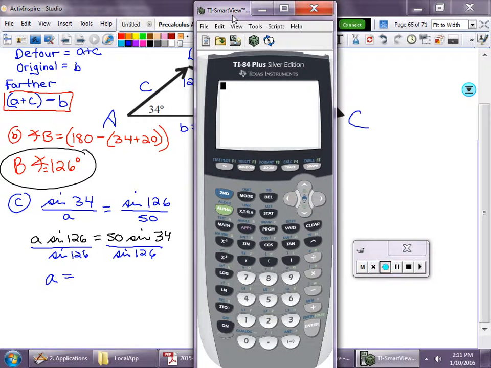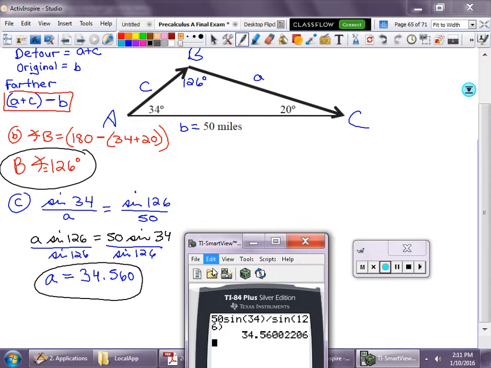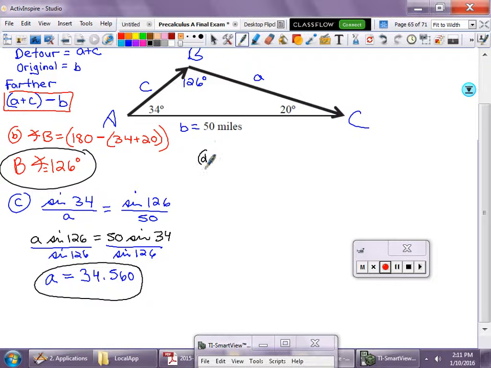Clear. 50 sine 34 divided by sine of 126. 34.56, and let's put the 0, I guess that's what we've been doing to be consistent. That's our A. Okay, moving on. We need to find side C. Here we go.